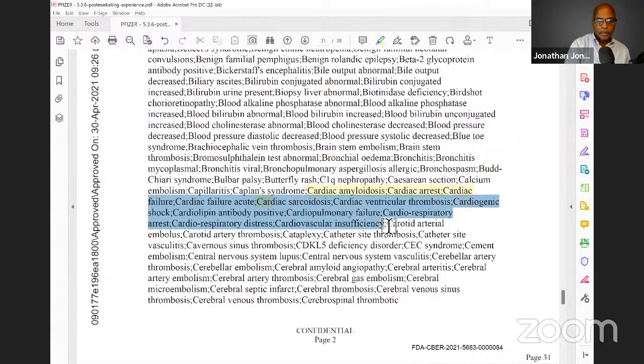Cardiovascular inefficiency. Okay, so there's a bunch of cardio conditions that are highlighted here that could come as a potential side effect of one of the vaccines. And we do hear about certain cardiac events that different people have had from this. But our goal here is not to focus so much on this.